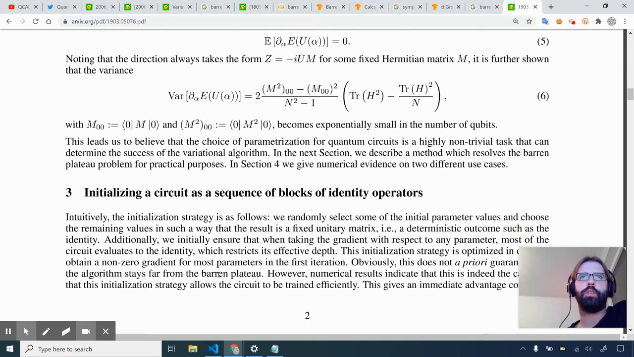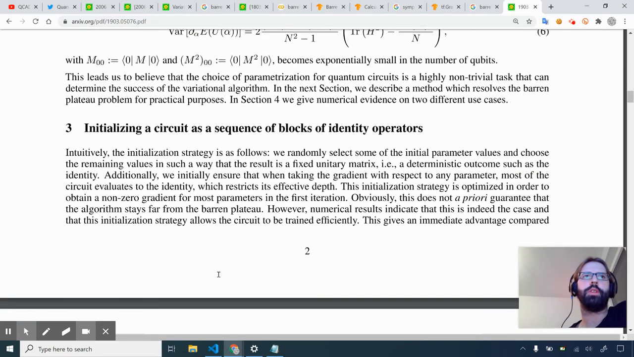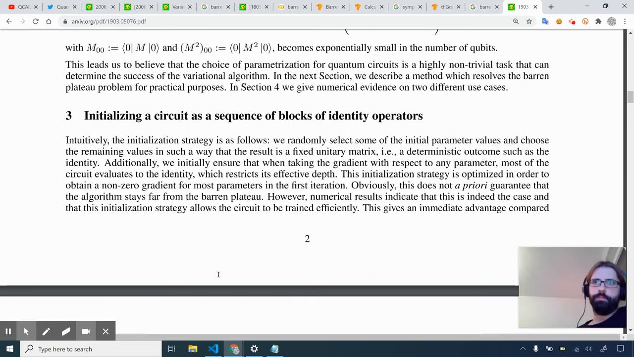Initializing a circuit as a sequence of blocks of identity operators. Intuitively, when I see the word, I'm like, okay, that's not going to be intuitive. Intuitively, the initialization strategy is as follows. We randomly select some of the initial parameter values and choose the remaining values in such a way that the result is a fixed unitary matrix, a deterministic outcome such as the identity.